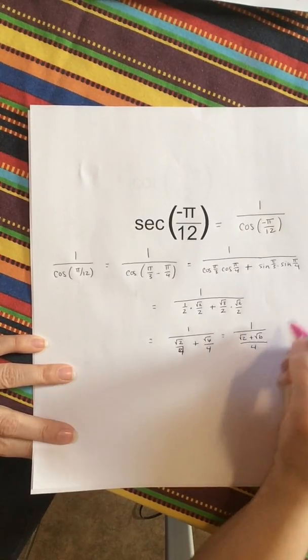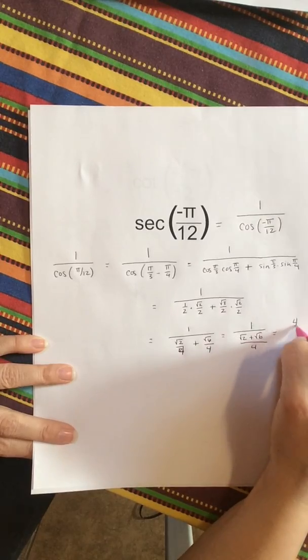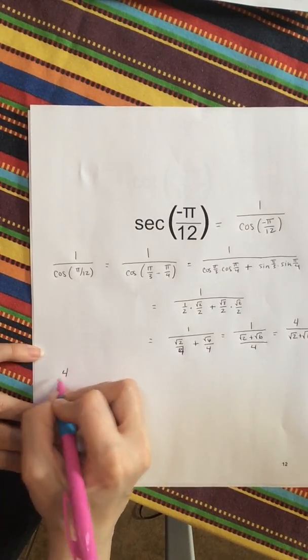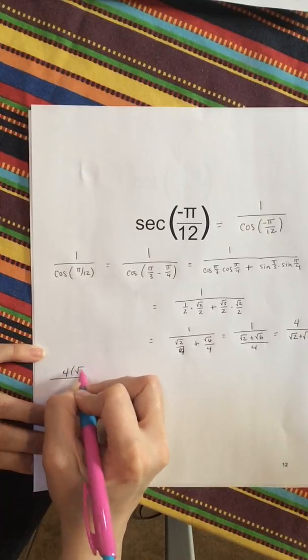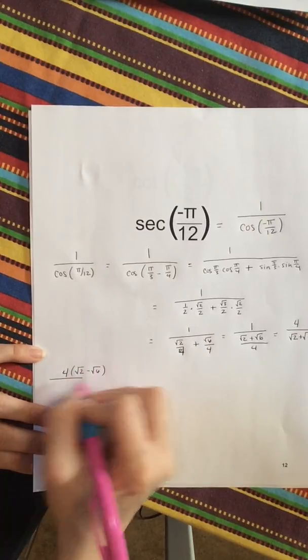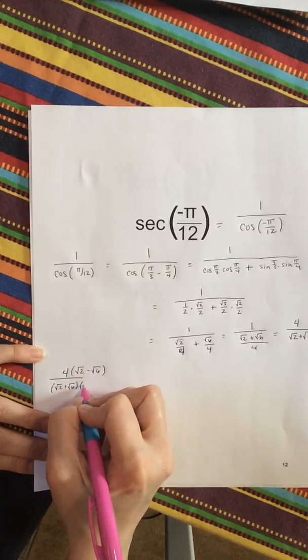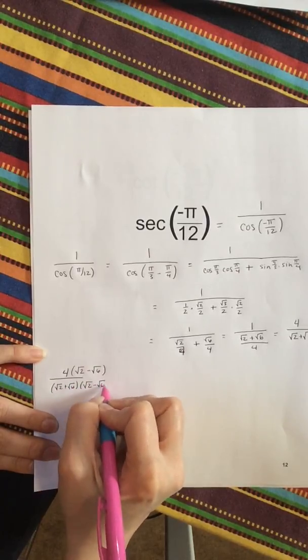1 divided by a fraction, you flip that fraction, so it becomes 4 over the square root of 2 plus the square root of 6. And we can't leave it like that because we don't like square roots in the denominator. So I've got 4, and I'm going to multiply that by the square root of 2 minus the square root of 6. And then in the denominator, the square root of 2 plus the square root of 6 times the square root of 2 minus the square root of 6.